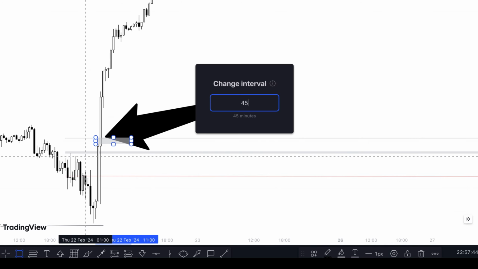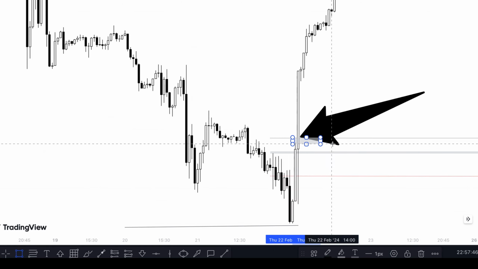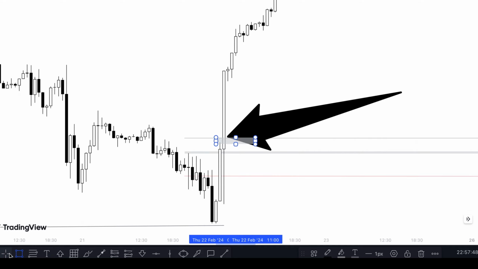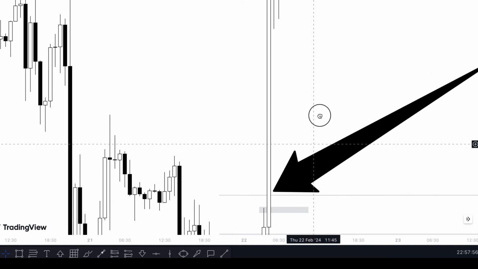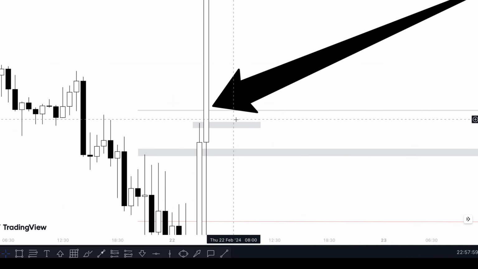Or if we go on the 45-minute, I like that time frame. I know it's a random time frame. We can go even lower. We can make the gap come all the way down here, because that's where the line is. So let me zoom in so you guys can see, because I know you guys probably can't see this. So let's just zoom in here on the gap right there.